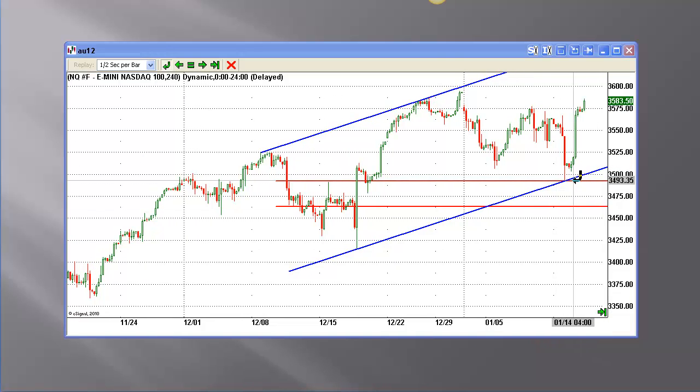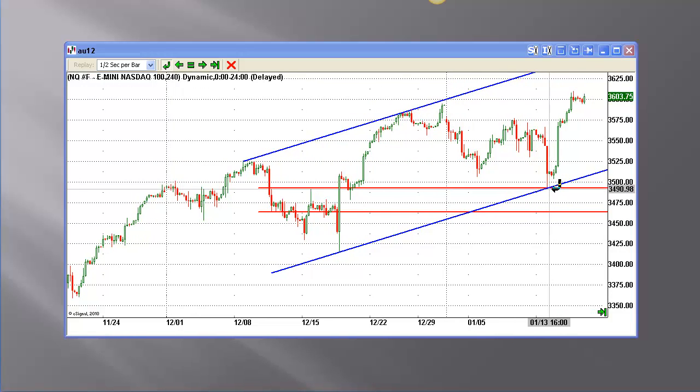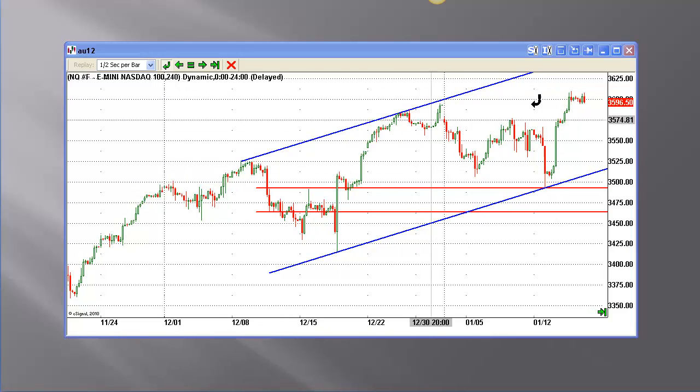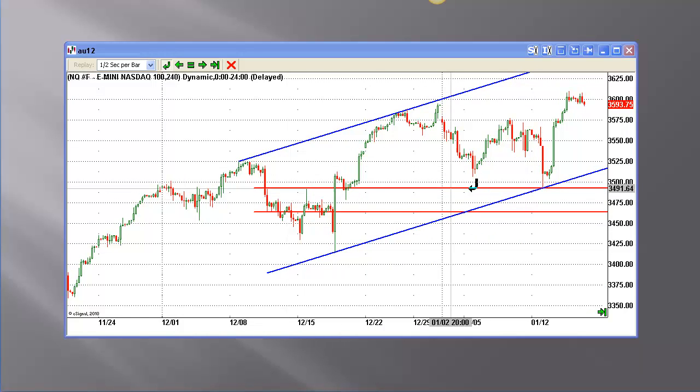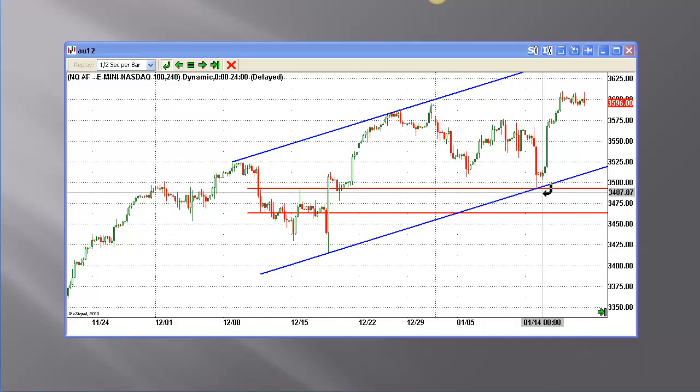And there you have it. Just about a perfect touch to the intersection of the defined trend channel slope and the area of high volume, which was a primary method of finding support and resistance.